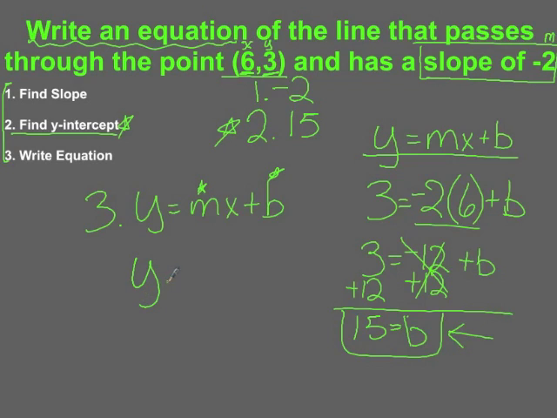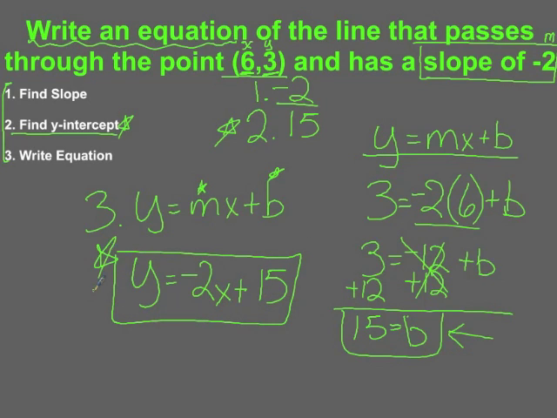So I can do y equals, m is our slope. We have a slope of -2, x plus our y-intercept, which is 15, so plus 15. And this is what the problem is looking for. It's looking for that equation, that y equals -2x plus 15. This now is an equation that goes through the point 6, 3 and has a slope of -2.